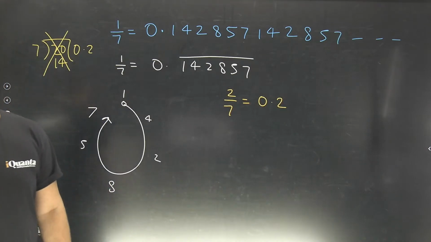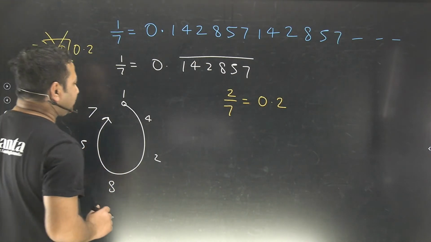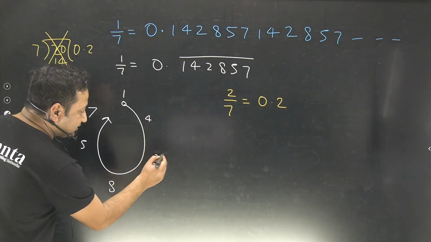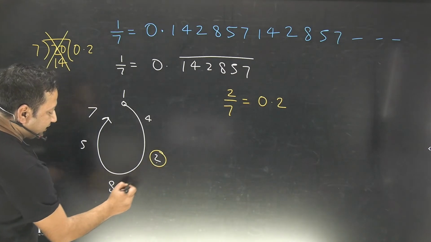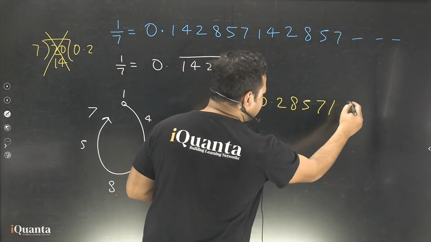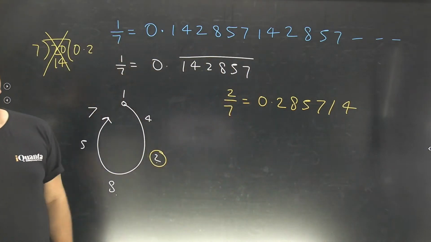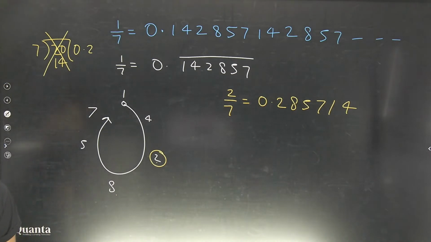When we have identified the first digit, let us look at this cycle. First digit 2. It's cyclic in a clockwise fashion: 2, then comes 8, then 5, then 7, then 1, then 4. This will be the exact value of 2 by 7. Isn't this beautiful? Is that clear, everyone? Perfect.